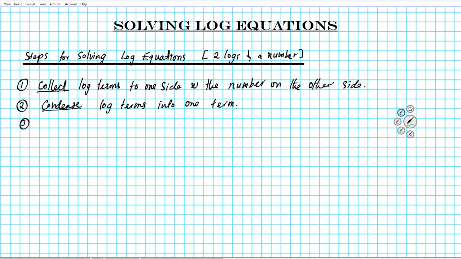And then step 3, after condensing the logs into one, you're going to have one log on one side and a number on the other side. Now you're in a position to eliminate the log using exponents, because exponential functions are the inverse of logarithmic functions. So using the appropriate exponential approach, you will be able to eliminate the log function. So the keyword here is eliminate. You want to eliminate that log component.